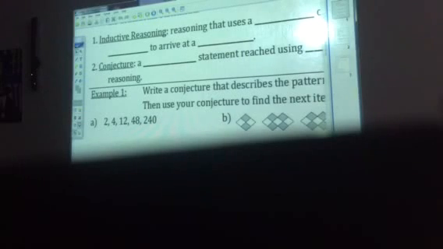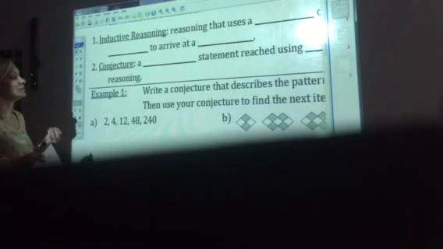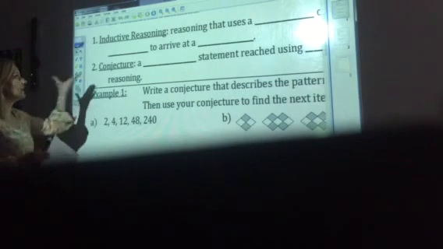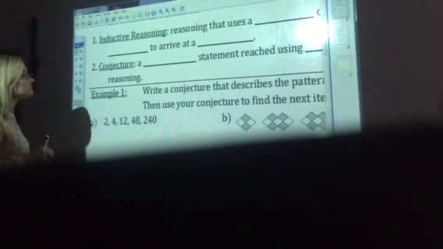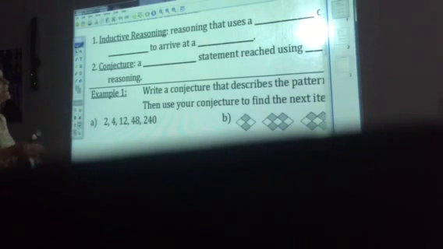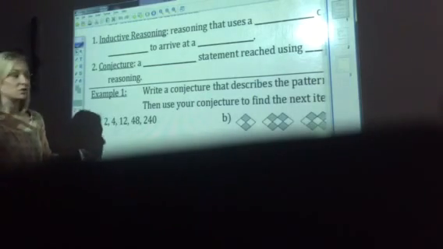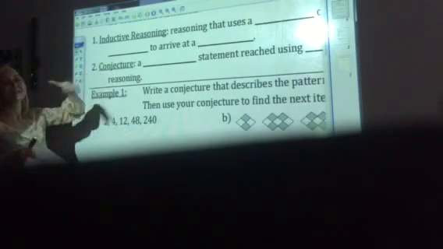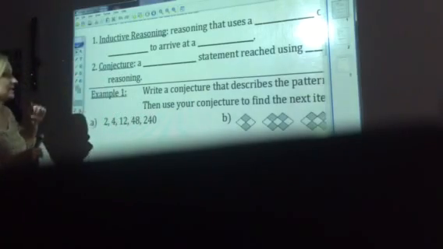So today we're going to start off in chapter 2, and in chapter 2 we start talking about proofs and how to write proofs. And basically, for today's lesson, we're going to talk about inductive and deductive reasoning. Inductive reasoning is using a number of cases to arrive at a specific conclusion. Your conjecture is the statement that you're making based on using inductive reasoning.